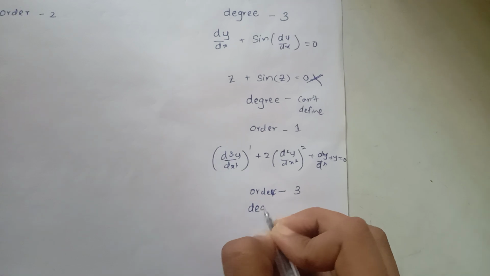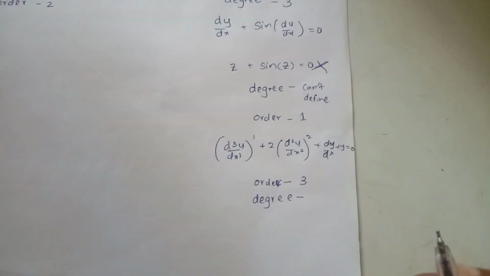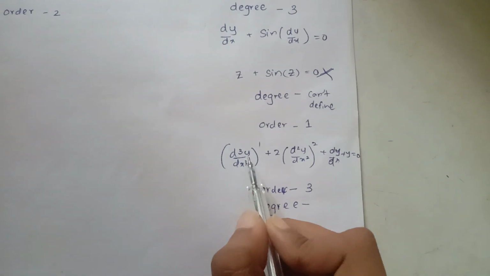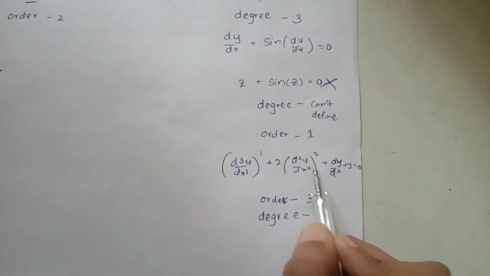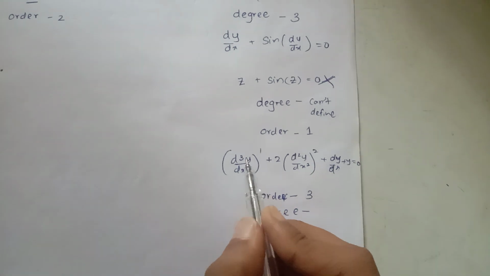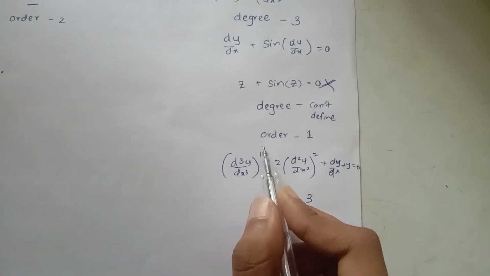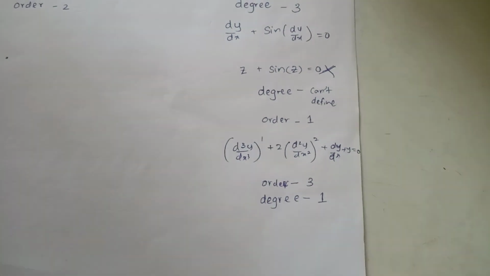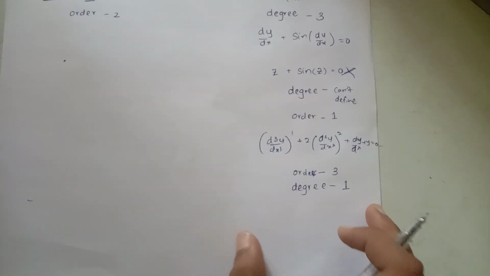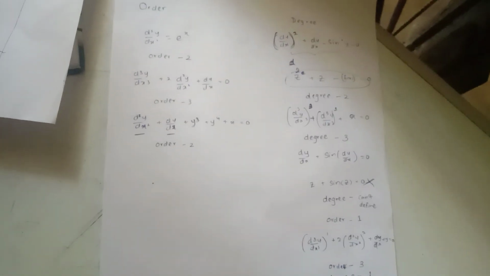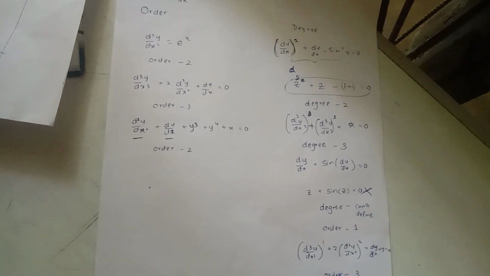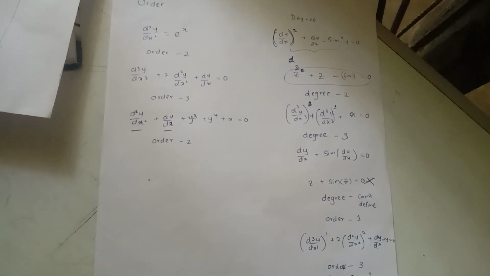Then degree. When it comes to degree, we consider the highest derivative term, which means this, not this. So the highest derivative term is 3, and the power of the highest derivative term is 1. So the degree is 1, not 2. Order and degree should always be positive integers.